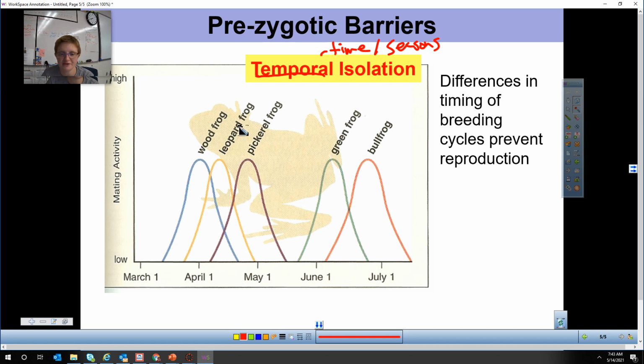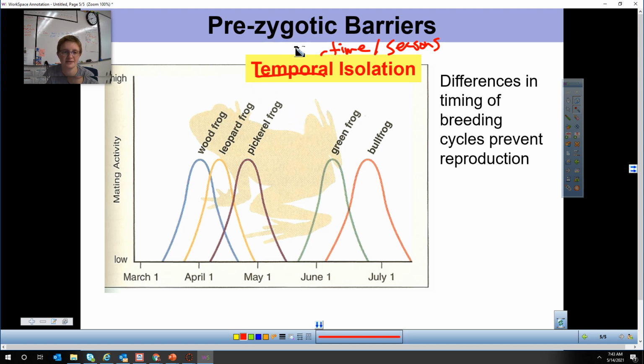So here's a bunch of different species of frogs, and maybe technically they could mate with each other, they could breed with each other, maybe. But notice that they each start breeding and end breeding at different times. So maybe these guys might be breeding around the same time, but these guys are definitely breeding at different times. So they're definitely not going to be able to mate with each other and produce a fertile offspring.